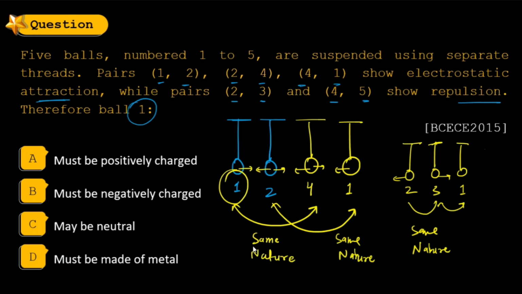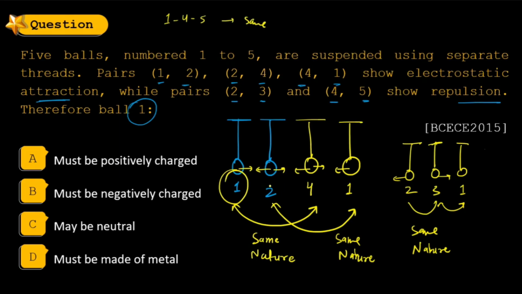Just tell about that: 1 and 2 are attracting, so they must be opposite. 2 and 4 attracting again must be opposite. So 1 and 4 must be the same. It's not the case always here, because ultimately we got that 1 and 4 are of the same nature, whereas 4 and 5 are repelling, so they are again of the same nature. So 1, 4, 5 are of the same nature.